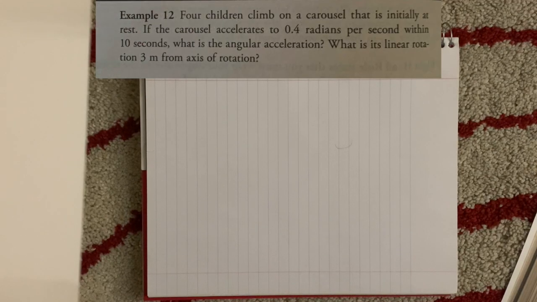Alright, so using our knowledge of rotational motion and the 5 kinematic equations, let's go ahead and solve this problem. 4 children climb on a carousel that is initially at rest. If the carousel accelerates to 0.4 radians per second within 10 seconds, what is the angular acceleration? What is its linear acceleration 3 meters from the axis of rotation?